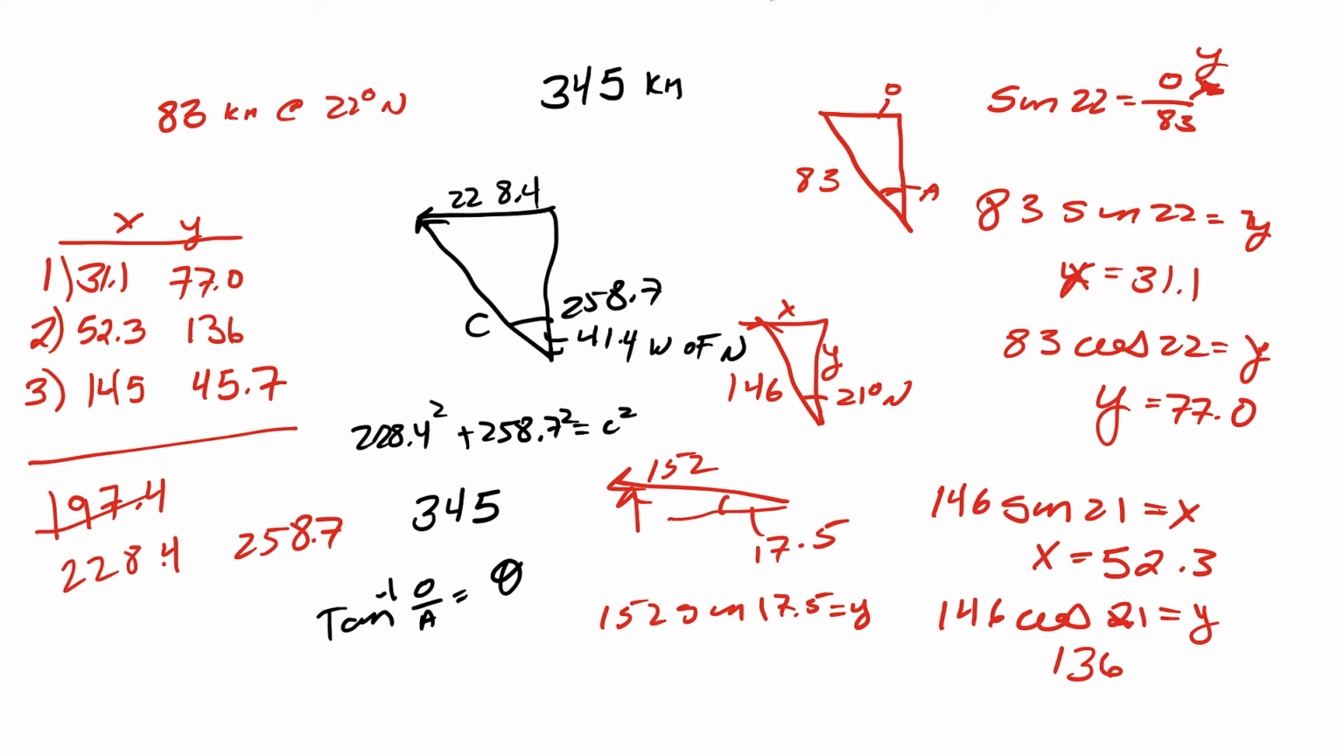So the answer is 345 kilometers at a direction of 41.4 degrees west of north. And there is my final answer. This is what I'm looking for on the test. Hopefully not as messy, but you get the idea.